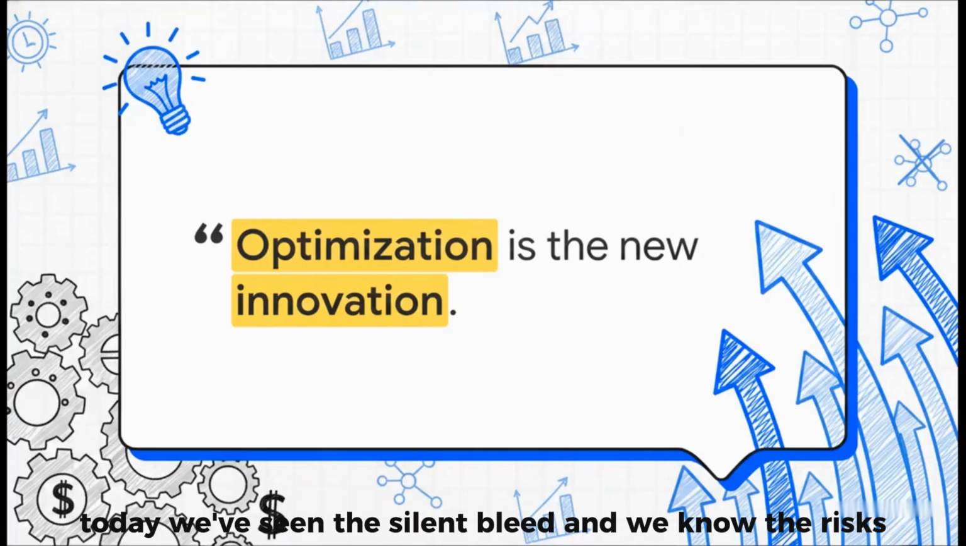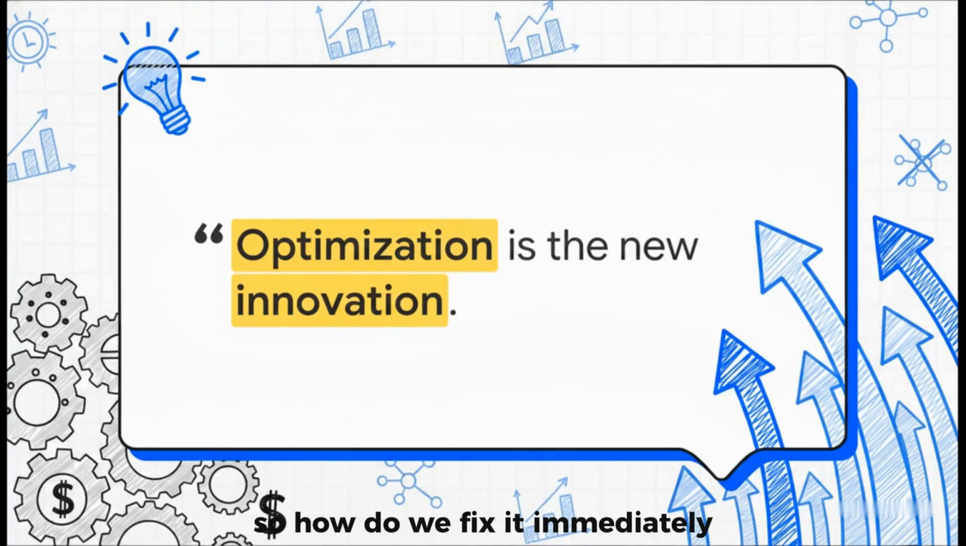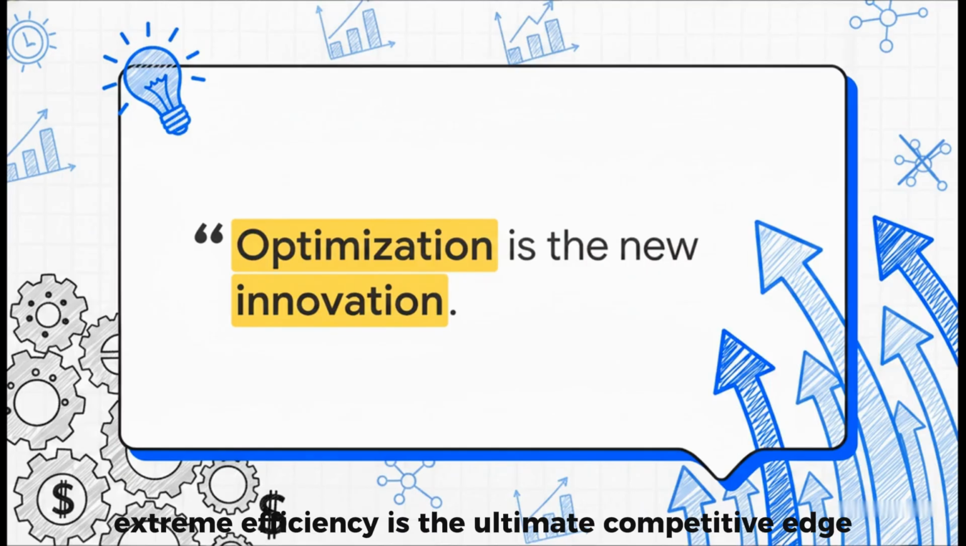We've seen the silent bleed and we know the risks, so how do we fix it immediately? Well, optimization is the new innovation. You must only automate what contributes to significant cost reduction and resource optimization. Why? Because in this landscape, extreme efficiency is the ultimate competitive edge.